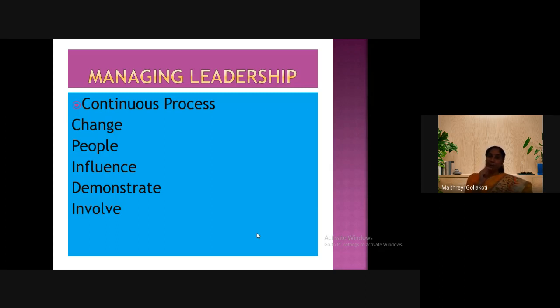Next, managing leadership also is people management. Whenever, wherever we work, we should be culturally open-minded. Include all people, include all kinds of people, all castes of people, all religions of people, all methods of people, whichever, wherever they are.